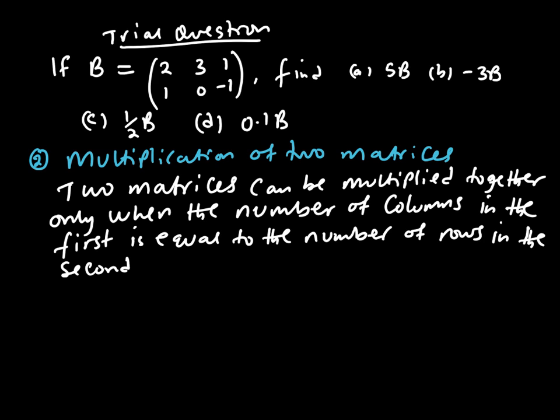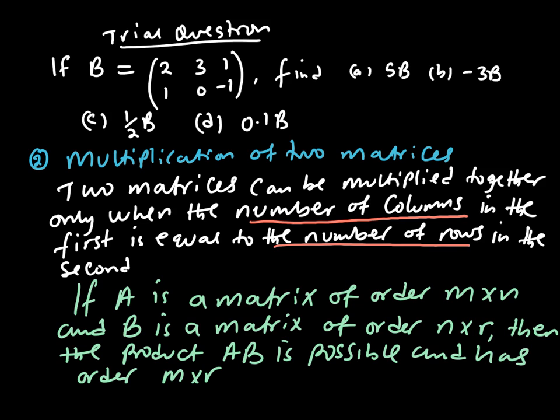Remember the order of a matrix: we write a row and then a column. So what's the point of emphasis? The point of emphasis is about the number of columns. The number of columns in the first must be equal to the number of rows in the second. That is so important. Now there's something very interesting here. If A is a matrix of order m by n, and B is a matrix of order n by r, then the product AB is possible.